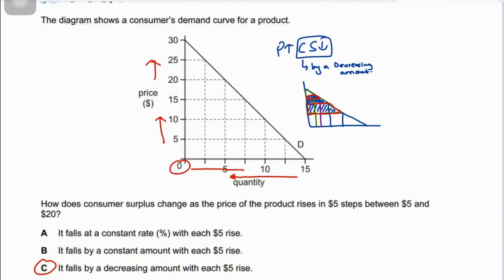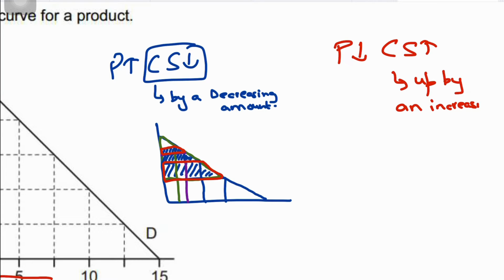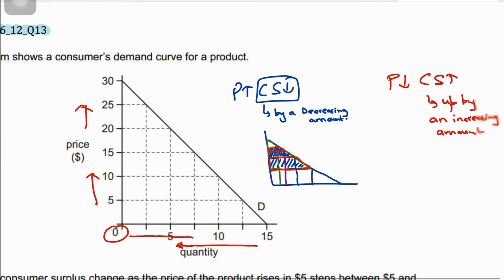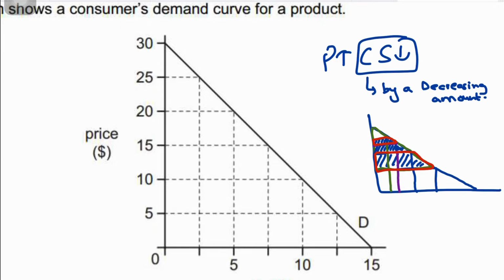And by the way, the opposite will happen if the price goes down. When the price goes down, the consumer surplus will go up, but it will go up by an increasing amount. I want to write both these rules. It will increase by an increasing amount, and you can see for yourself from here as well that if your price was going down, initially this was your consumer surplus, now this would be your consumer surplus.